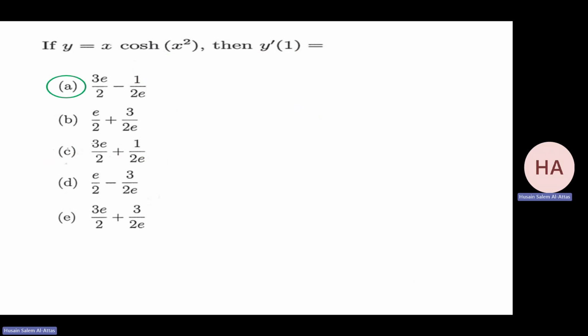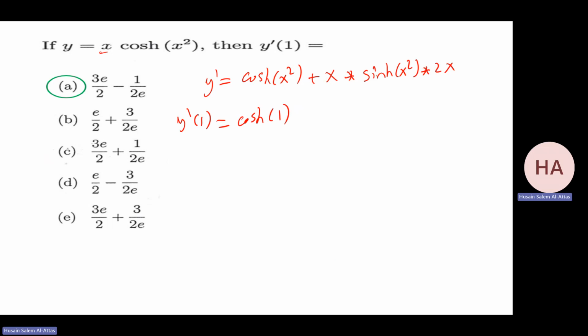Okay, y equals x cosine hyperbolic x squared, then find y prime at 1. Calculation: y prime, product rule, derivative of x is 1 times cosine hyperbolic x squared plus x times sine hyperbolic x squared times 2x. Now y prime at 1 will be cosine hyperbolic of 1 plus 2 sine hyperbolic of 1.